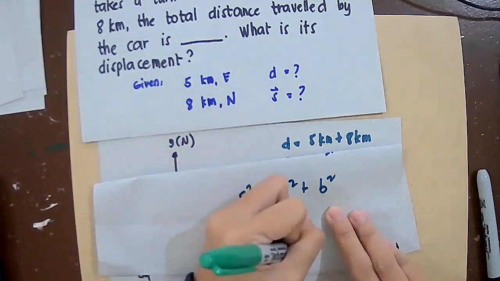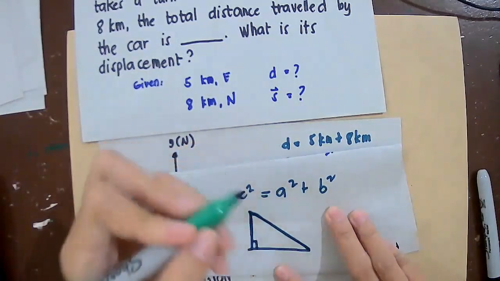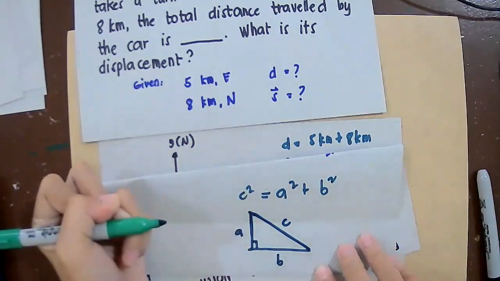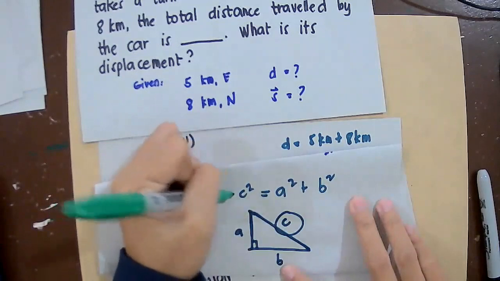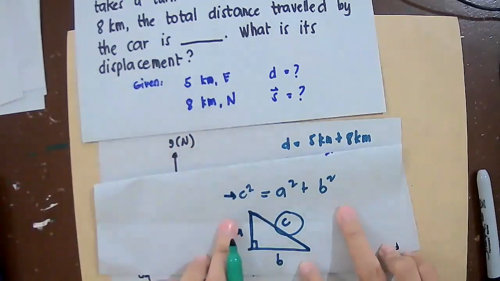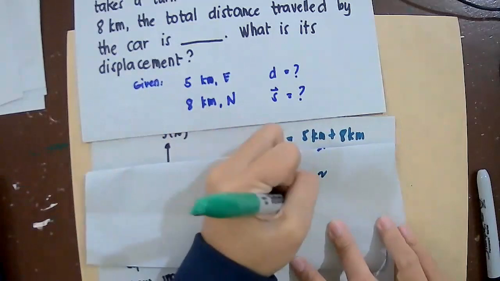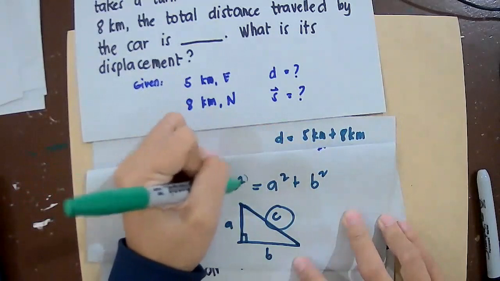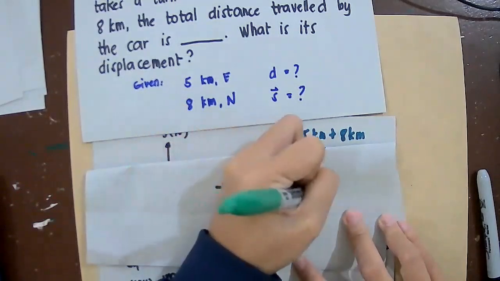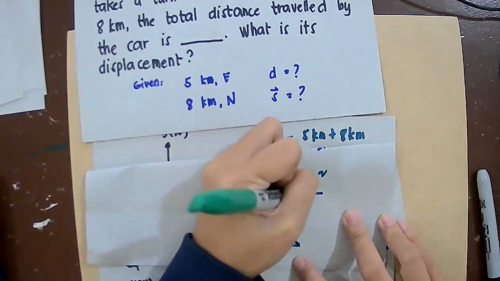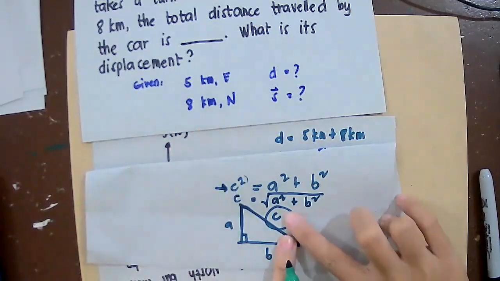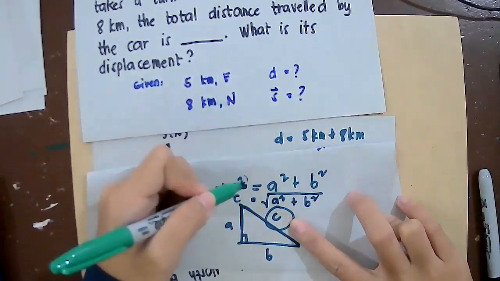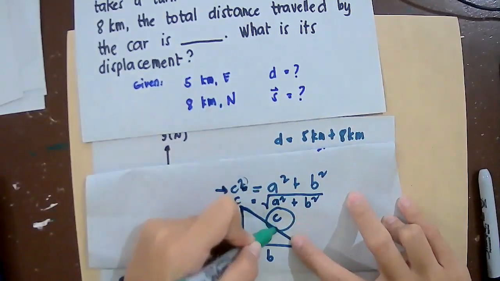Okay, so for example, this is a right triangle. This is your C, this is your A, and then this is your B. Okay, so to get the value of C, you have this equation, your Pythagorean theorem, and then you transpose it. Tanggalin natin si squared dito. So if you remove the squared here, your equation becomes C is equal to square root of A squared plus B squared. Okay? So tanggalin natin to C squared para makuha si value ni C.